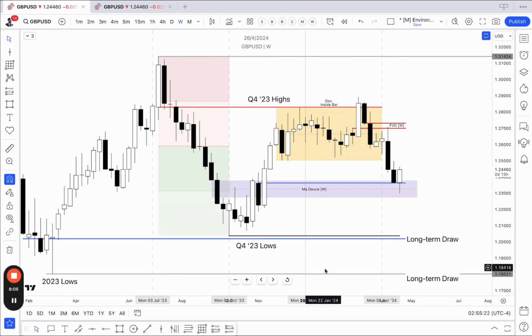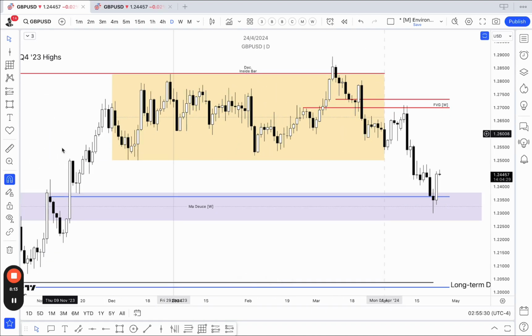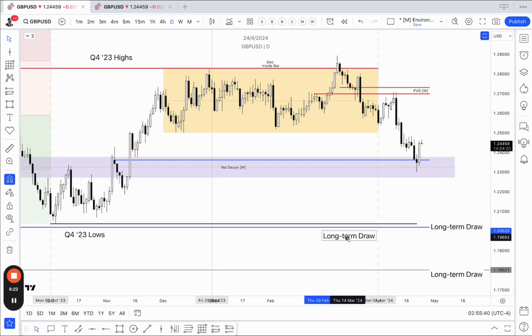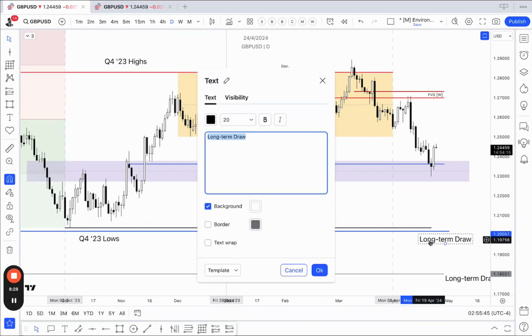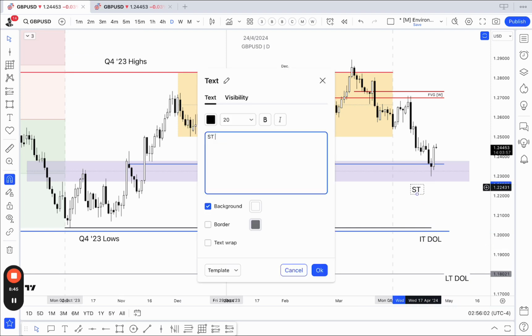what levels can be used? We have an intermediate-term draw here, and we can find more short-term draws here as well. Actually, this one would be the long-term draw. This would be the intermediate-term draw, because we want to see price attempt to break previous quarters' highs and lows every 3 to 4 months. So let's say this is the IT draw on liquidity, this is the LT draw on liquidity, and this is the ST draw on liquidity.